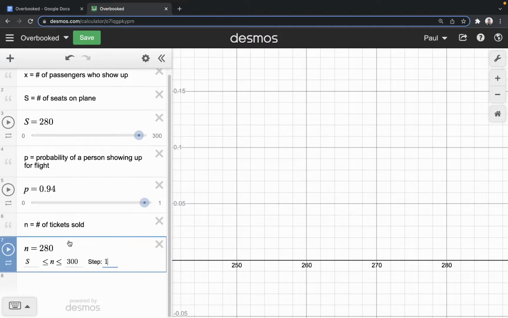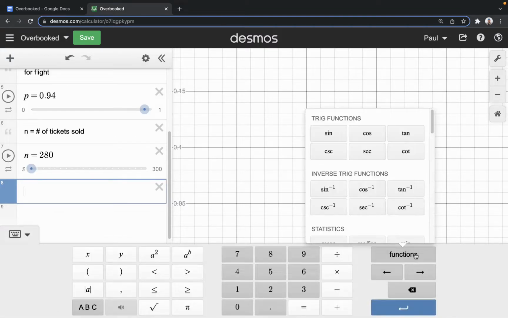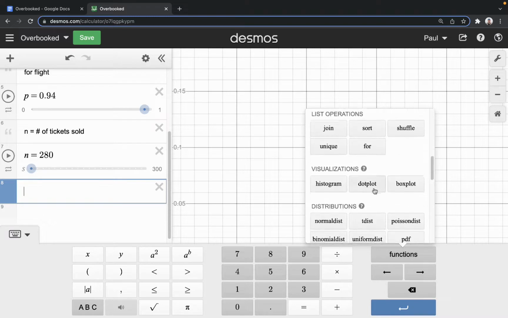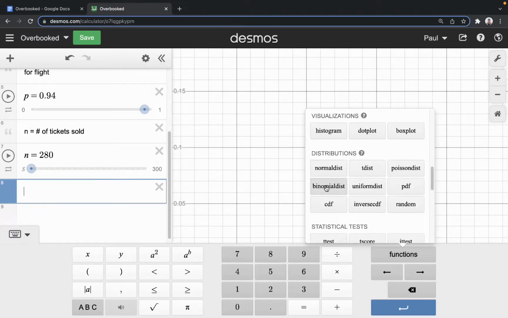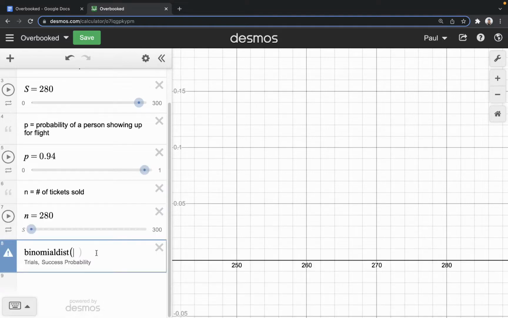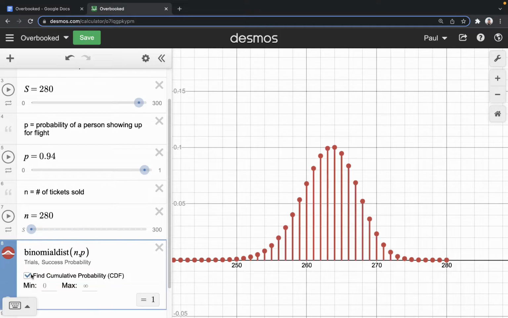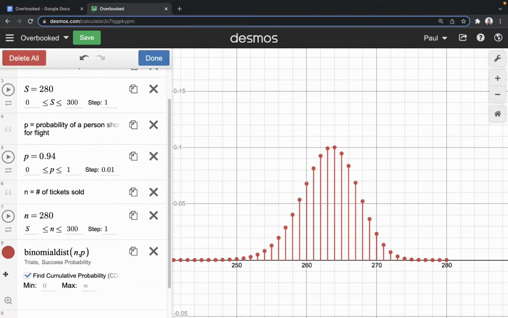And then for this last part, I will just redo that. You go to Keypad, Functions, go down to Distributions, find Binomial Dist, click on that. The inputs for that are n, p, and then set it up as cumulative. I'm going to make this into just black for the color.